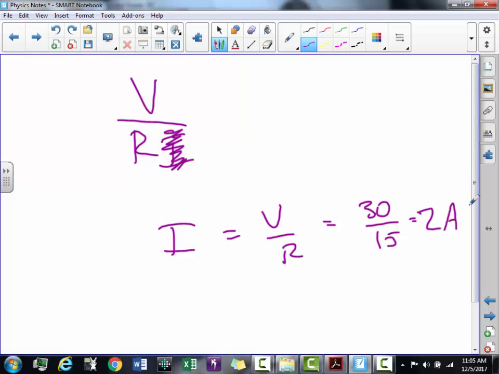2 amps, by the way, is more than enough to be dangerous to a person. Remember, I think it was 0.1 amps is enough to be actually dangerous. So we've got to be careful around a lot of electrical circuits, because if it has a high enough current, it can be dangerous.